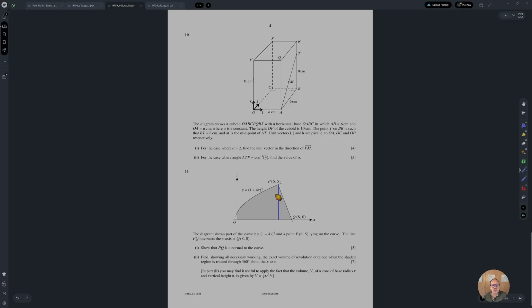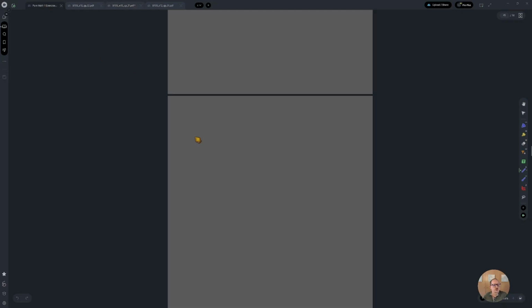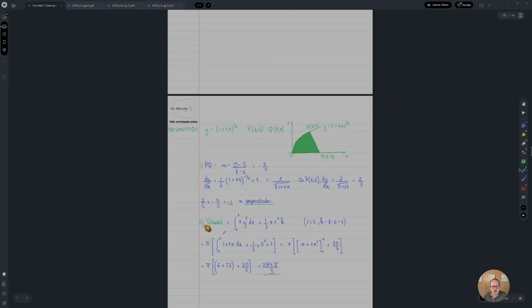For this, just use the integral. That's what I did over here. So the volume of the shaded part is the integral from 0 to 6 of pi y squared dx, where y is the expression, plus the formula here for the volume of a cone, where r equals 5 and h equals 2. Okay, so let's just do that.